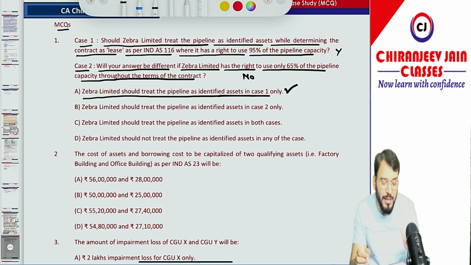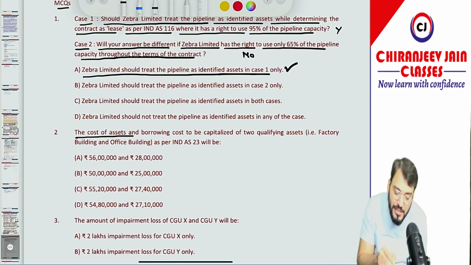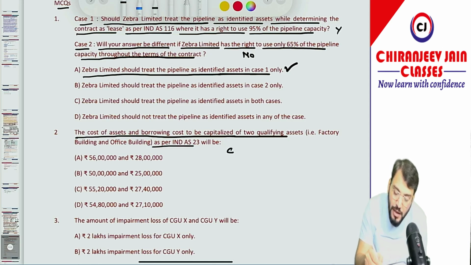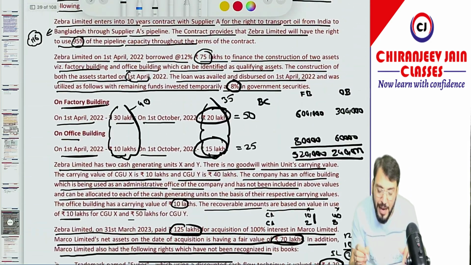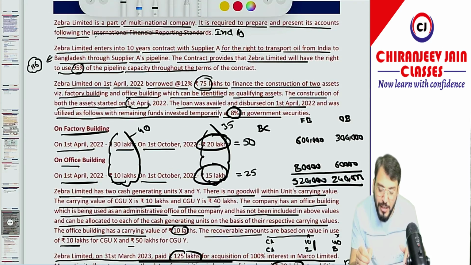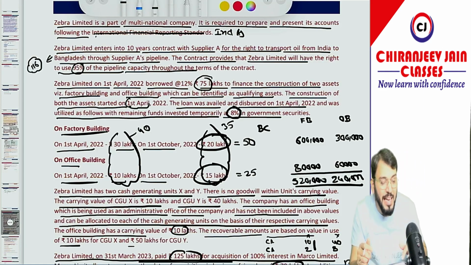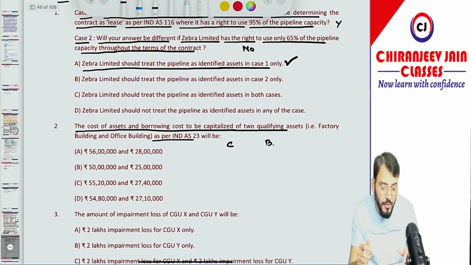There is no need to read, but if you want to, you can read all the options. The cost of the asset and the borrowing cost to be capitalized for the two qualifying assets as per Ind AS 23. They have asked for the borrowing cost to be capitalized. So already we have calculated the borrowing cost. We calculated 5,20,000 plus 2,40,000. How much is it coming to? 7,60,000. So the borrowing cost to be capitalized will be how much? Right?